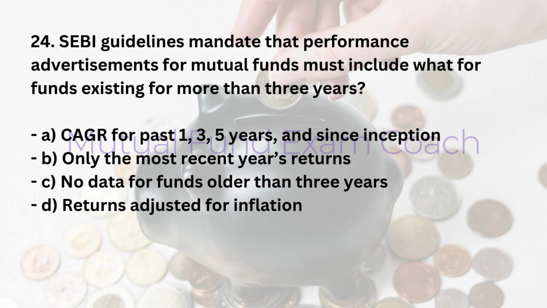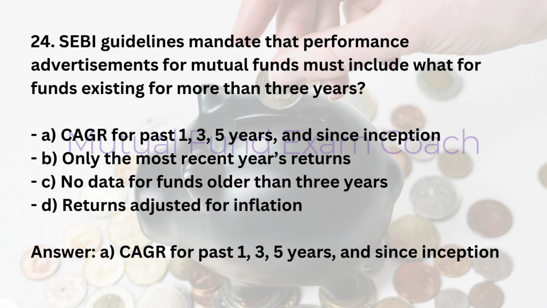24. SEBI guidelines mandate that performance advertisements for mutual funds must include what for funds existing for more than 3 years? A. CAGR for past 1, 3, 5 years, and since inception. B. Only the most recent year's returns. C. No data for funds older than 3 years. D. Returns adjusted for inflation. Answer, A. CAGR for past 1, 3, 5 years, and since inception.